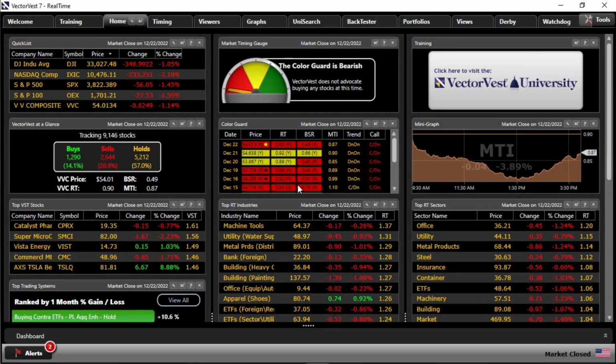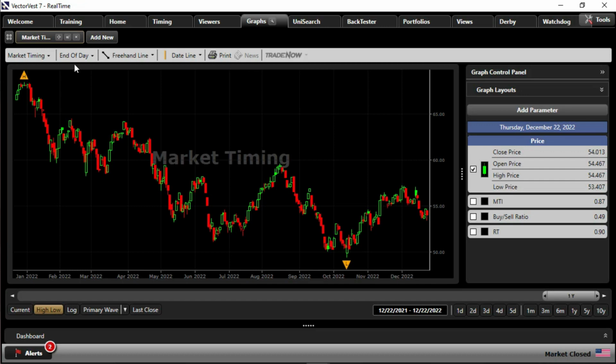So let's hop into the program, and I'm going to start us on a market timing graph. I'm going to go to graphs here, and we are looking at an end of day market timing graph. VVC is represented here in candlesticks, and we're looking at the last year. It's been a brutal year. As we all know, the market has hit a series of lower highs and lower lows.